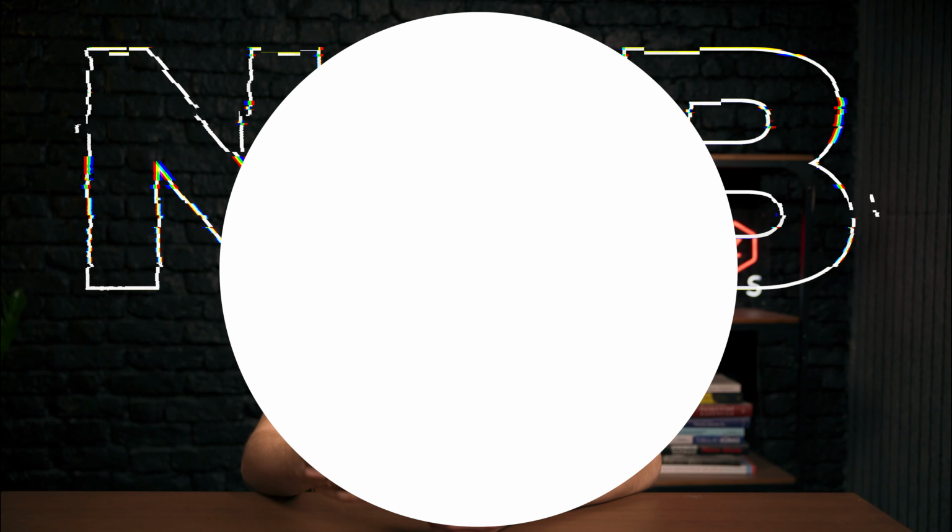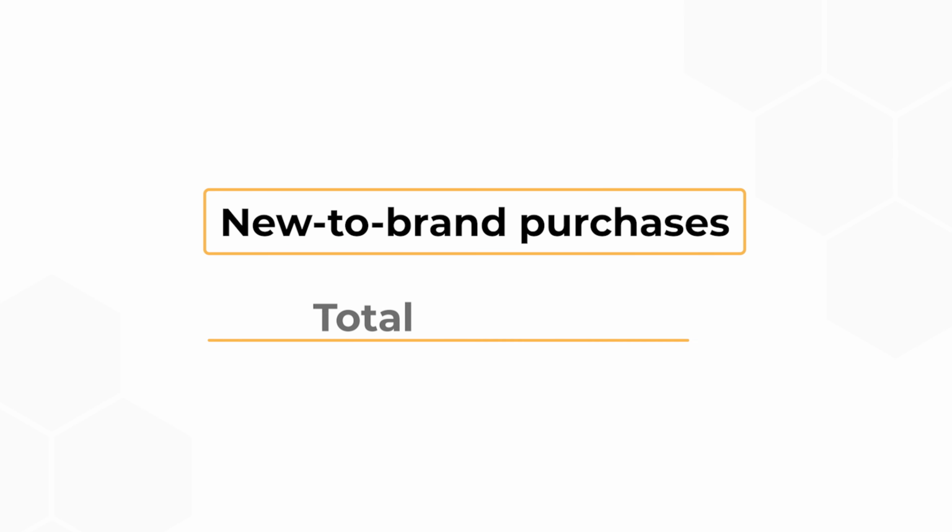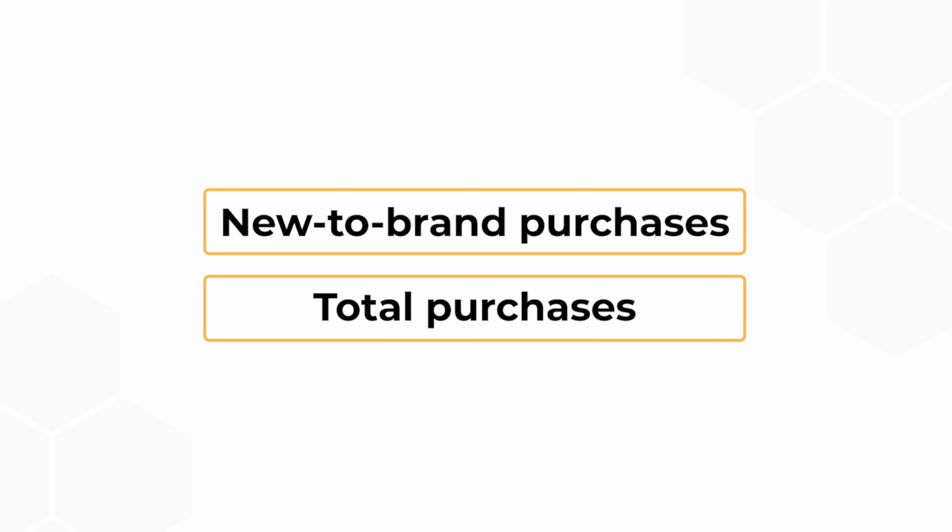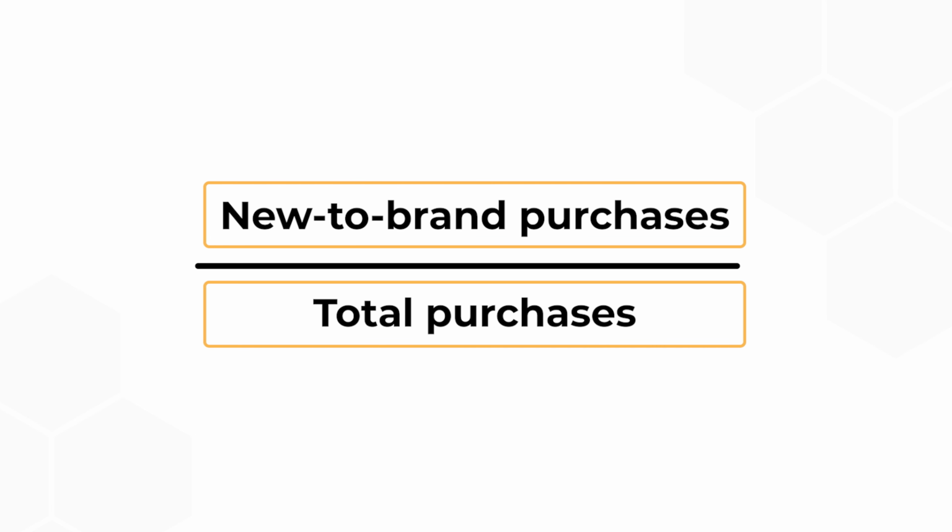Now, once you have the ROAS and ACoS comparison, you can use the same structure for new to brand performance. The logic is similar, but the formula changes. For NTB, you first sum the new to brand purchases, then sum the total purchases, and only then calculate the percentage. The formula is new to brand purchases divided by total purchases.